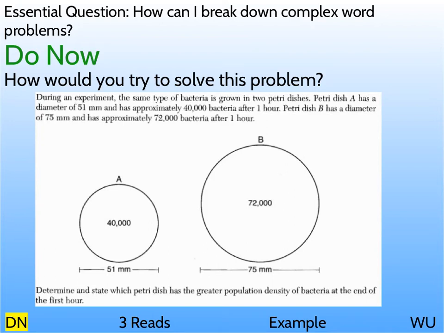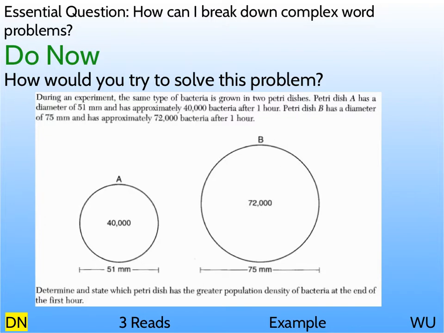So, for the do now today, the question is how would you try to solve this problem? The problem says during an experiment, the same type of bacteria is grown in two petri dishes, which are usually circular dishes. Petri dish A has a diameter of 51 millimeters and has approximately 4,000 bacteria after 1 hour. Petri dish B has a diameter of 75 millimeters and approximately 72,000 bacteria after 1 hour.